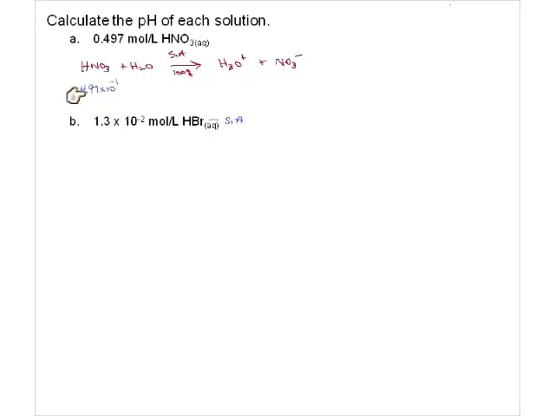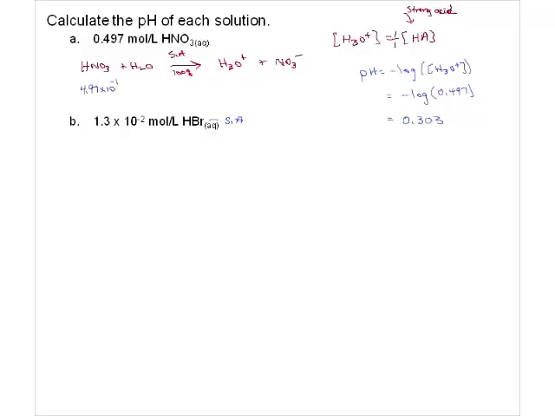We know the concentration of nitric acid. It's 4.97 times 10 to the minus 1, or you can leave it as 0.497. It's a strong acid, so the concentration is a 1-to-1 ratio. If this was a weak acid, then you'd have to do the percent reaction calculation, wouldn't you? We did that in the last lesson. In this case, it's a strong acid, so we simply use the concentration as it is.